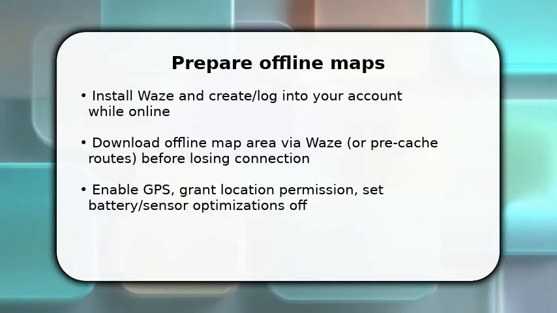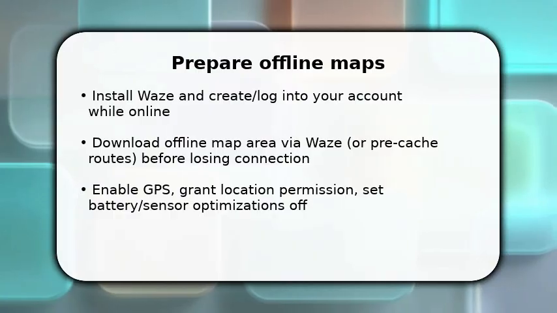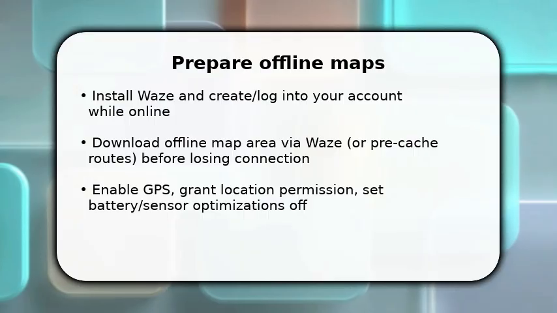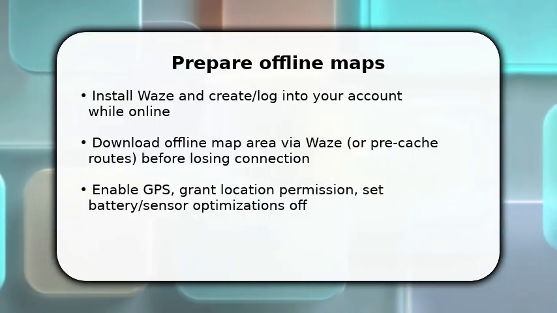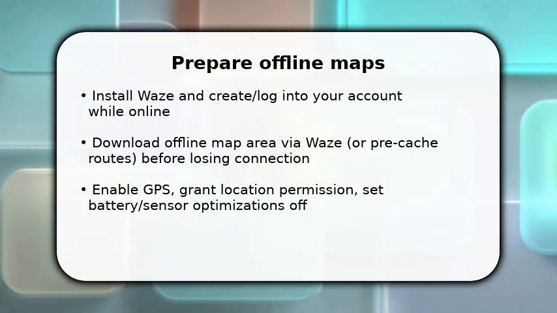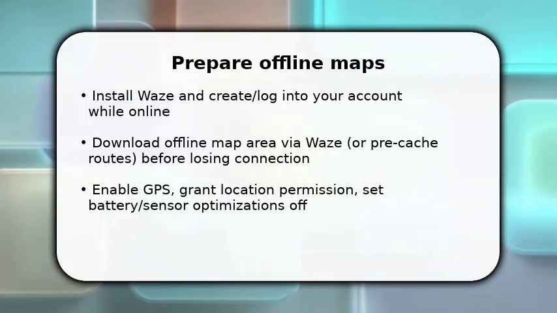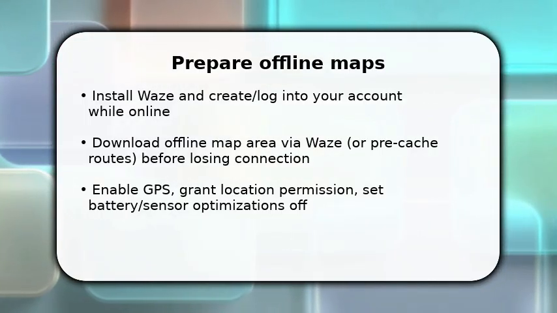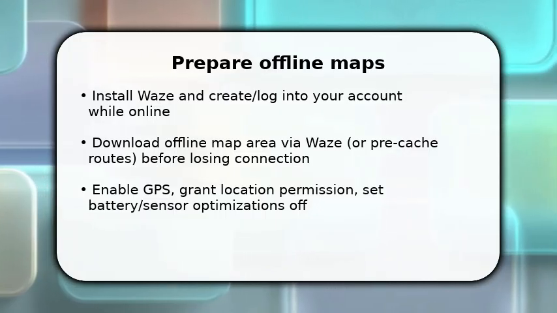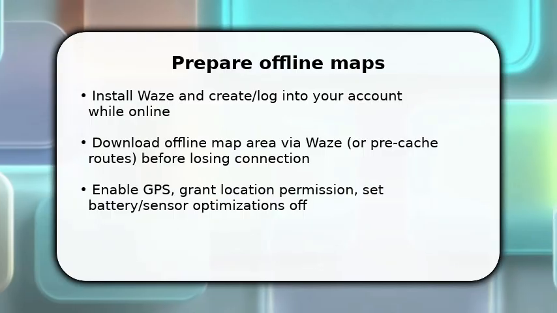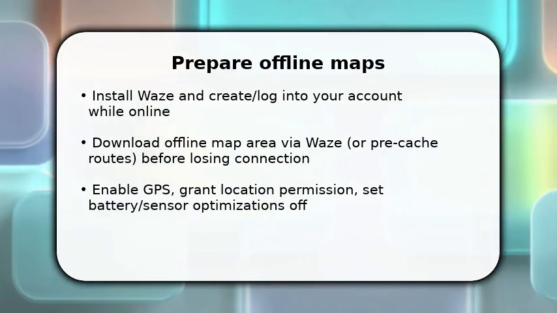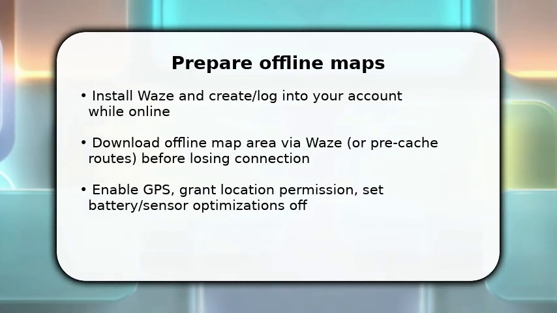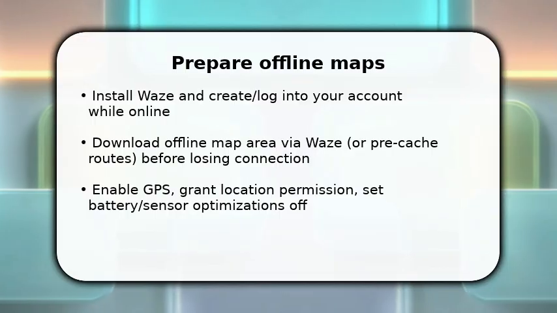You start by preparing the app and device. Install Waze, sign in, and enable GPS so your phone can locate you without data. Once done, pre-cache the route or area by opening the route while online. Waze stores map tiles and turn data temporarily. Make sure location permission and background location are allowed, and disable aggressive battery optimization so GPS stays active. This initial step ensures your device can display navigation and receive satellite fixes even when mobile data drops.